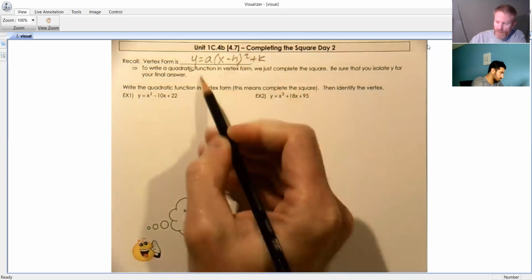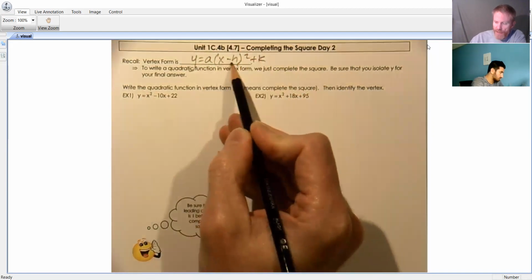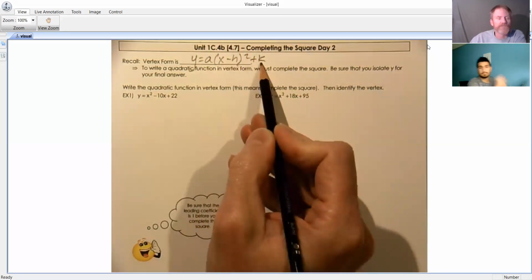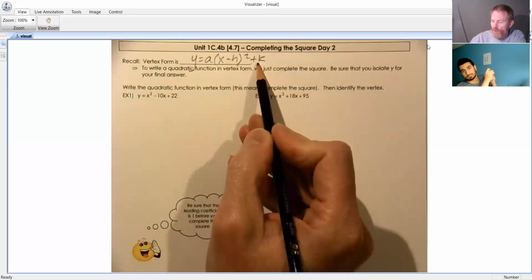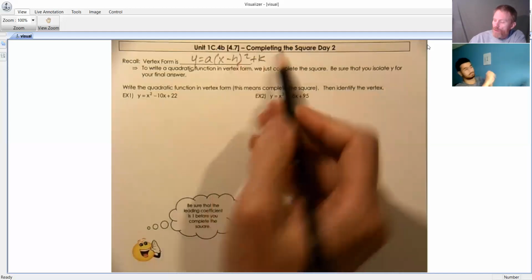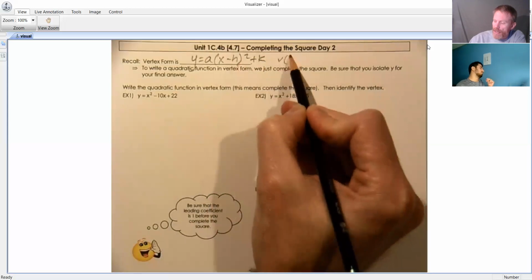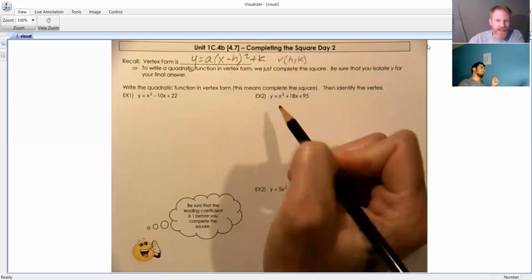we have y equals a, x minus h squared plus k. That is our vertex form. Our actual vertex is going to be located at h comma k.